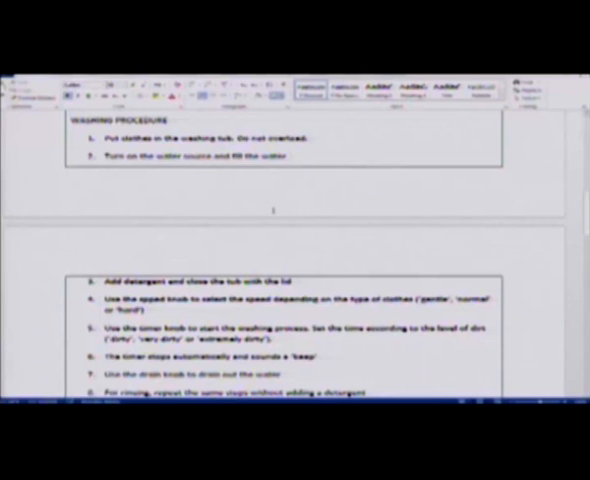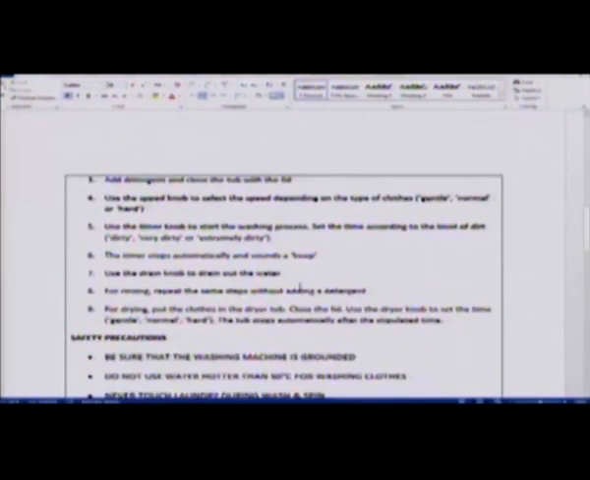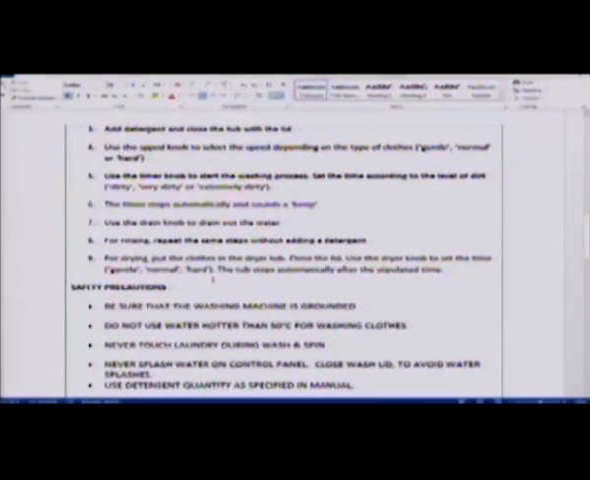Next, washing procedure. So, here again instructions: put clothes in the washing tub, do not overload. So, short sentences again: turn on the water source and fill the water, add detergent and close the tub with the lid. Use the speed knob to select the speed depending on the type of clothes, gentle, normal or hard. Use the timer knob to start the washing process. Set the time according to the level of dirt. So, again what specifications are available are listed here. The timer stops automatically and sounds a beep.